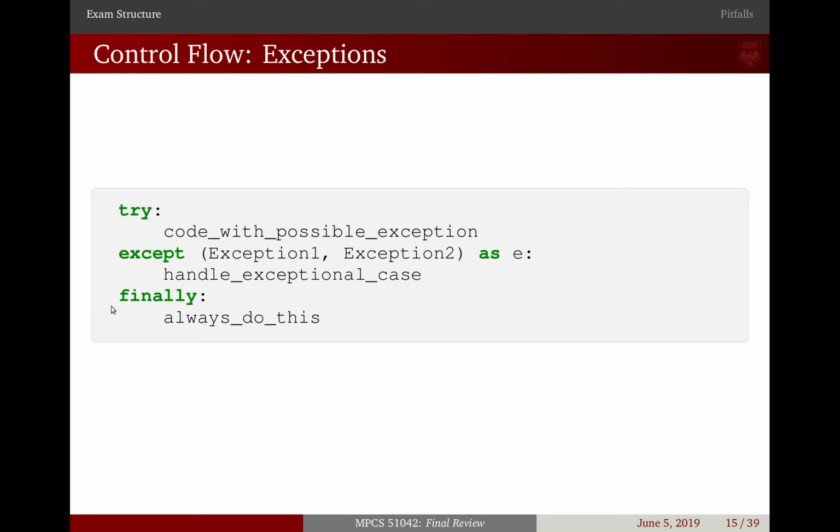And then the last part is finally, and this code will always be executed whether or not an exception is raised. So if an exception is raised and we handle it, or we decide to raise that exception to a higher level in the code, finally will still be executed at some point before the program exits.